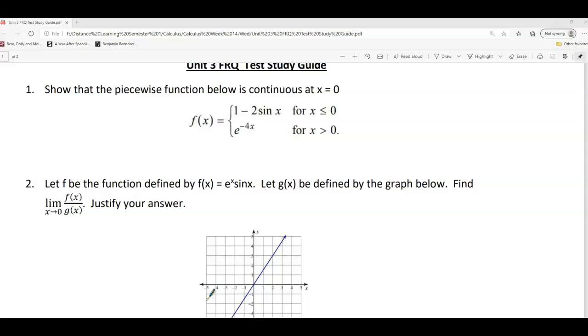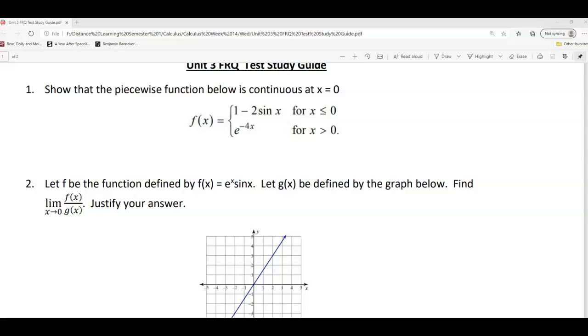Number one of our FRQ questions you can expect to see on this test will be to show that a piecewise function is continuous at a specific point. And just so you guys know, the point that it's going to be continuous at, or not, will always be the point where they're connecting. That's what I'm really concerned about, honestly.